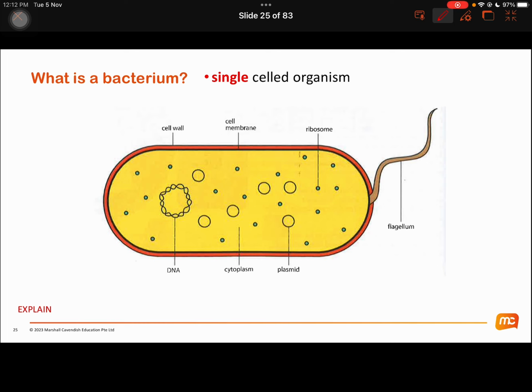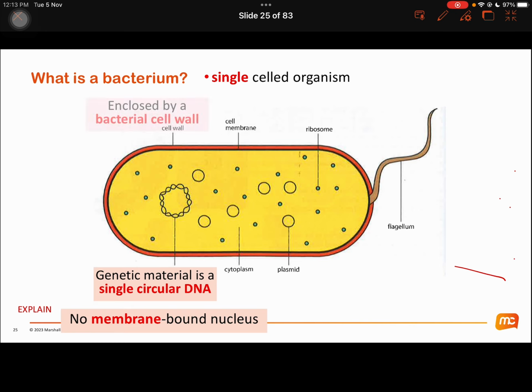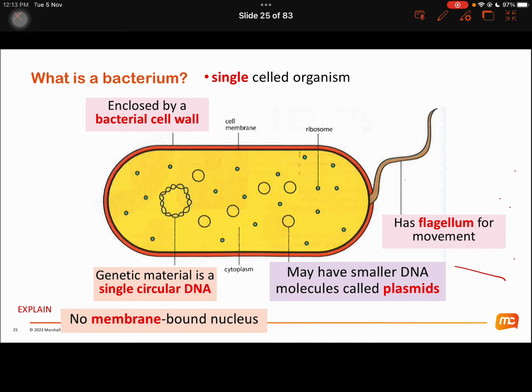Bacteria is actually a single cell organism. So each bacteria is represented just by one single cell. Let's take a look at the different structure and function of a bacterial cell. Alright, let's take a look at the DNA structures first.